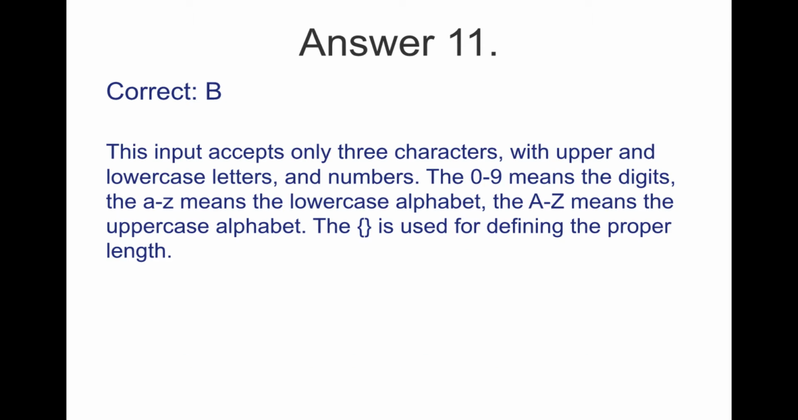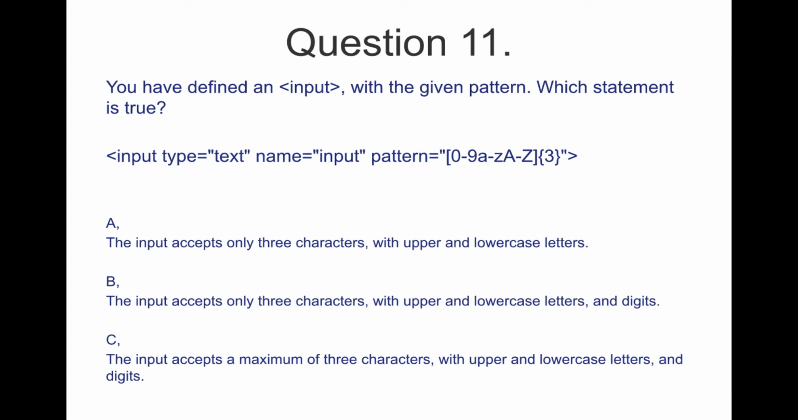And the correct answer to question number 11 is B. This input accepts only 3 characters with upper and lowercase letters and numbers. The 0 to 9 means the digits. The a to z means the lowercase alphabet. The uppercase A to Z means the uppercase alphabet. The curly brackets is used for defining the proper length of characters that are accepted.